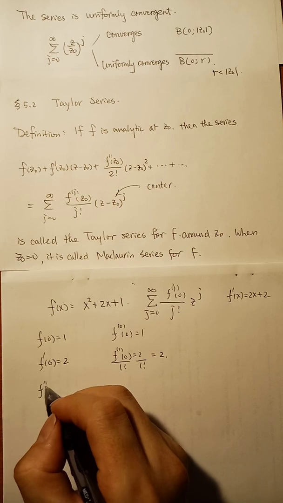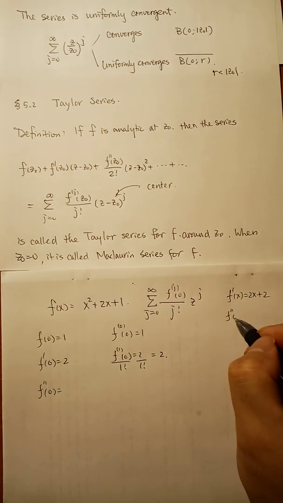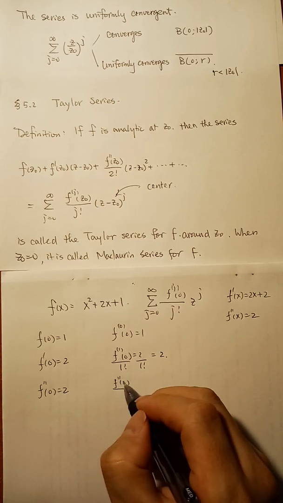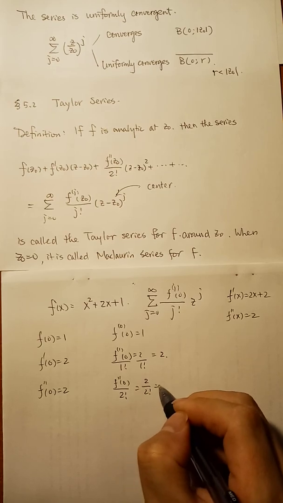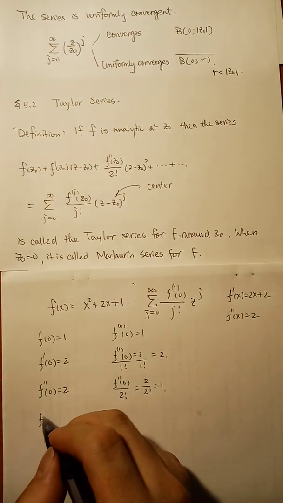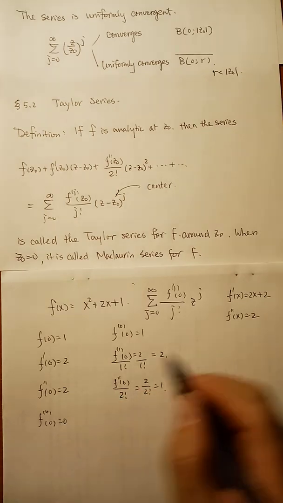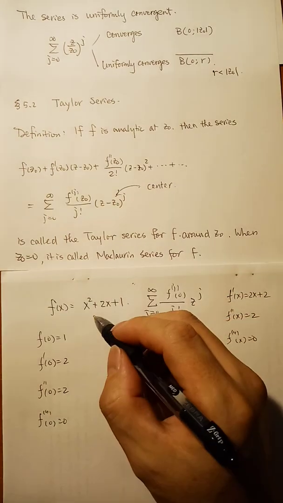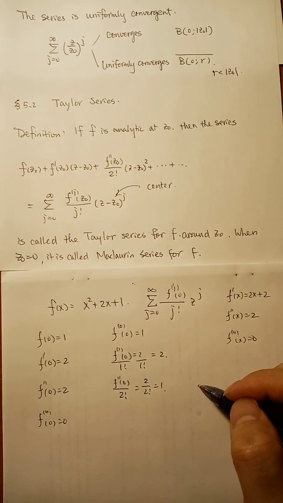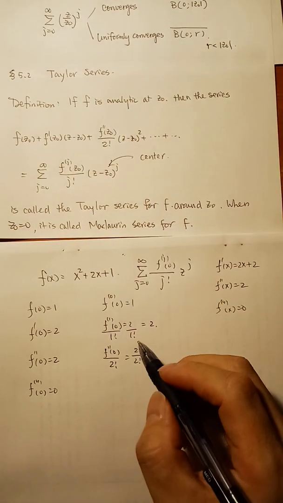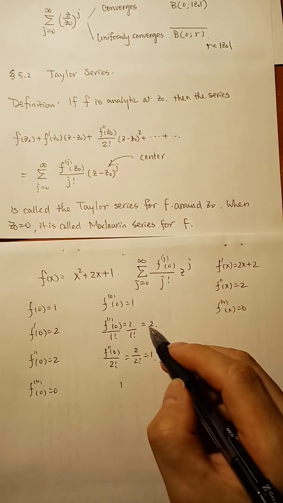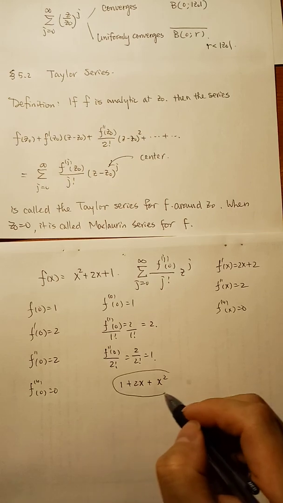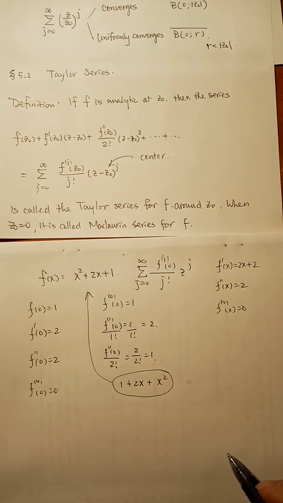And f double prime evaluated at 0. f double prime is 2. So f double prime evaluated at 0 over 2 factorial is 2 over 2 factorial, which is 1. And whatever other derivatives are always 0. You want to differentiate, you just have 0. So in this case, for the polynomial, the Maclaurin series is a finite sum. And let's check it. So the first term is 1. The linear term is 2x. The square term is x squared. So you see here the Maclaurin series recovers the original function.